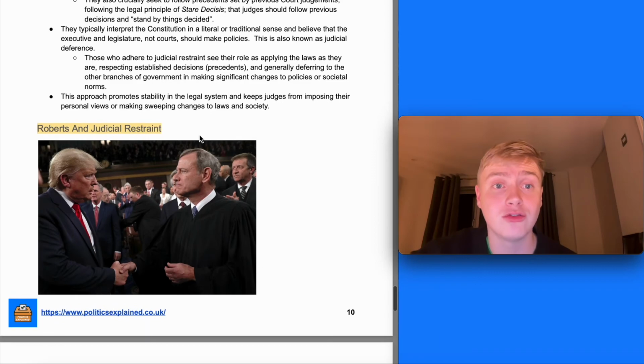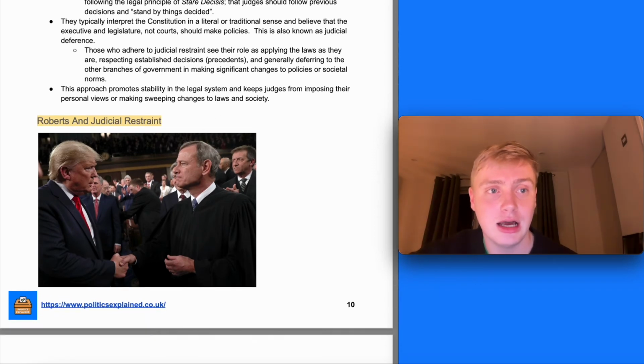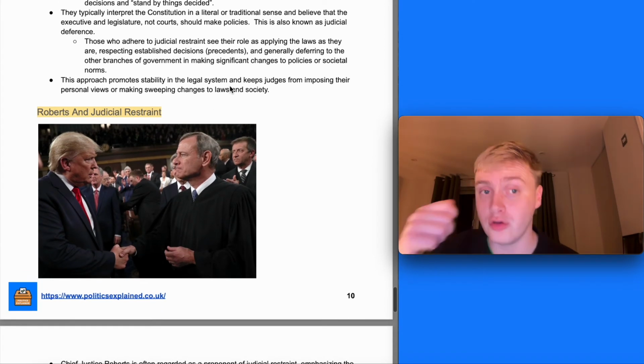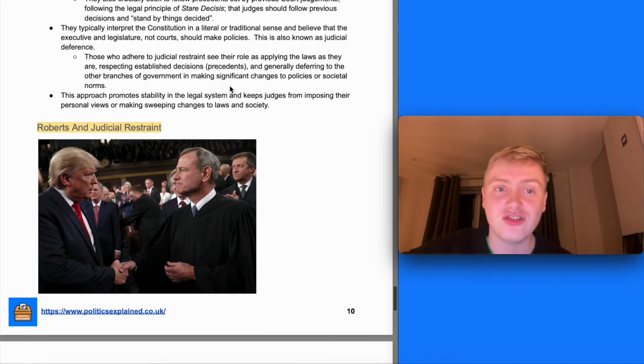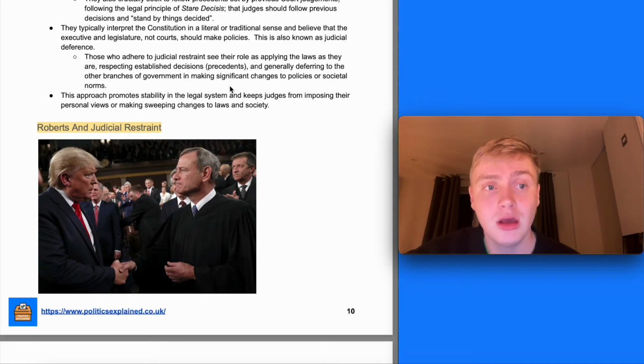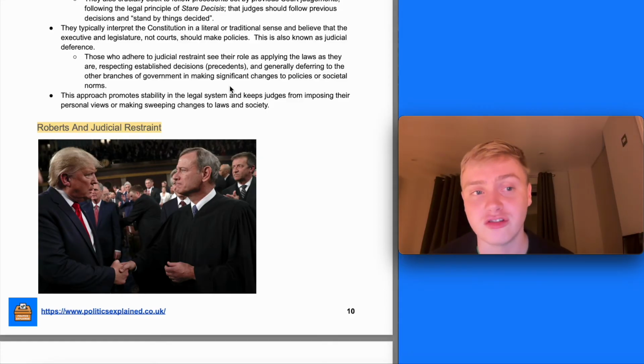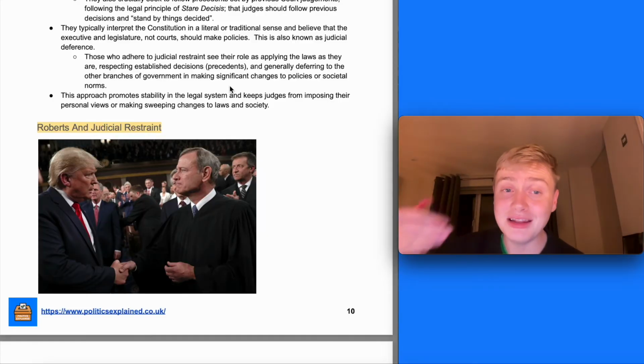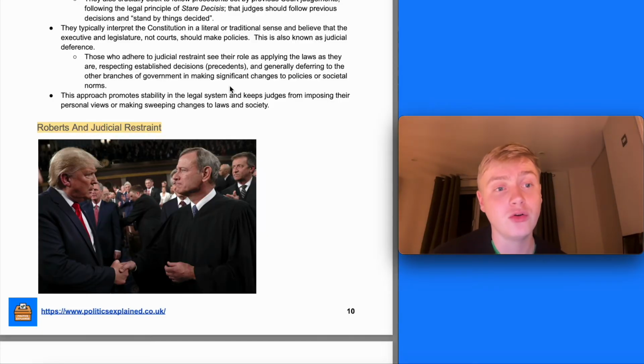They typically interpret the Constitution in a literal or traditional sense and believe that the executive and legislature, not the courts, should make policies and make big changes to the Constitution. And this is crucially also known as judicial deference. Those who adhere to judicial restraint see their role as applying the laws as they are, respecting established decisions, so precedents, and generally deferring to the other branches of government in making significant changes to policies or societal norms. And this promotes stability in the legal system and keeps judges from imposing their personal views or making sweeping changes to laws and society.